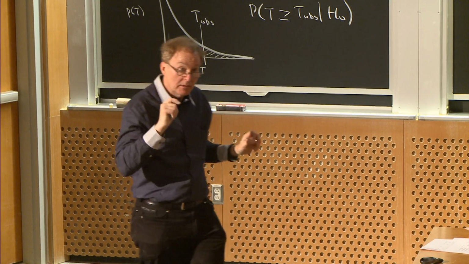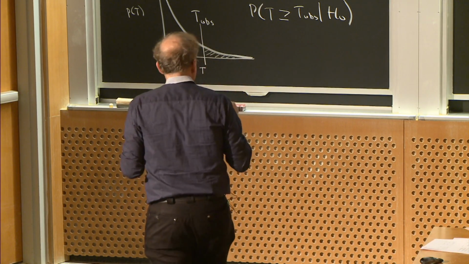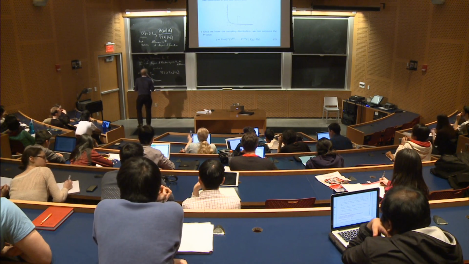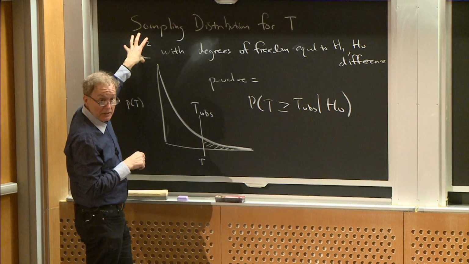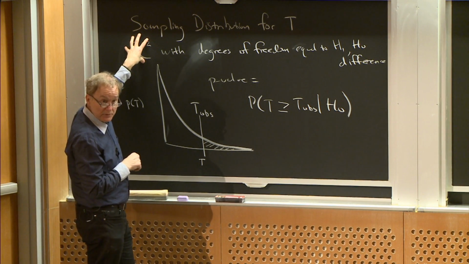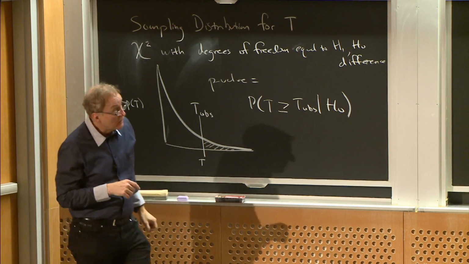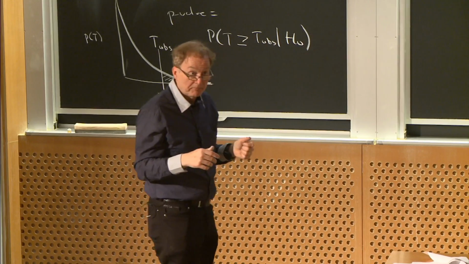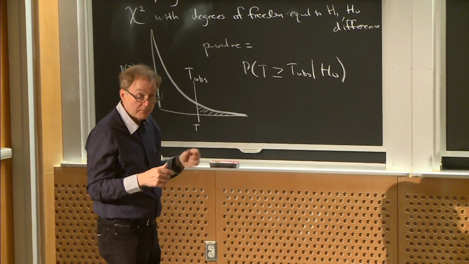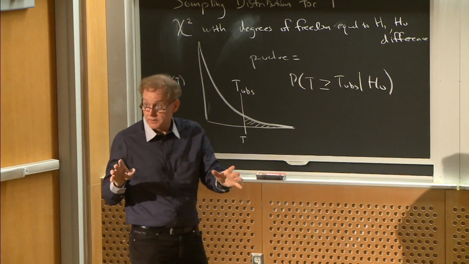Yes? Where do the degrees of freedom enter into the equation? Great question. The chi-squared tables that you look up are indexed by the number of degrees of freedom of difference. Okay? And so whenever you compute a chi-squared, you will compute it with the number of degrees of freedom difference. Any other questions?